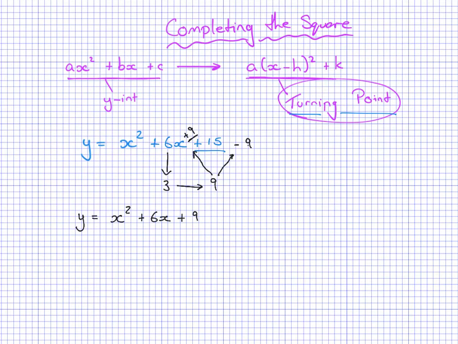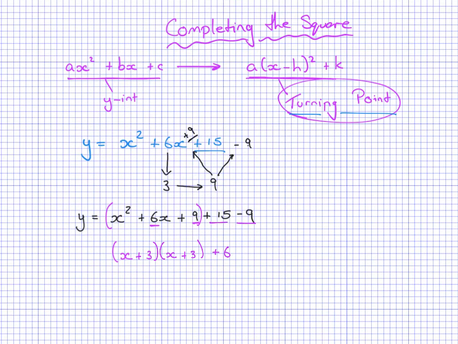So this is what the equation now looks like. If you're sharp-eyed, you might notice that the first 3 terms are now a trinomial, which I can factorize. There are factors of 9 that add to make 6. They are 3 and 3. So I'm going to write my two sets of brackets like so. And I'm going to simplify what's happened afterwards, which is the plus 15 minus 9, which gives me plus 6.